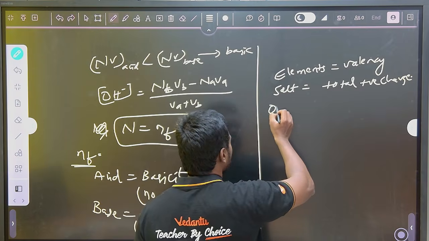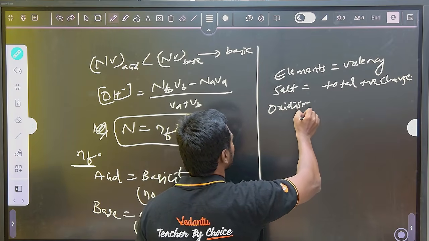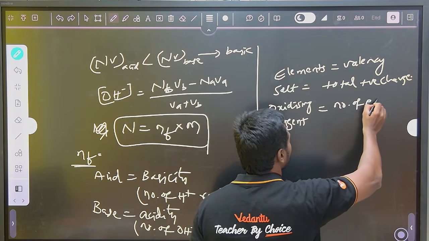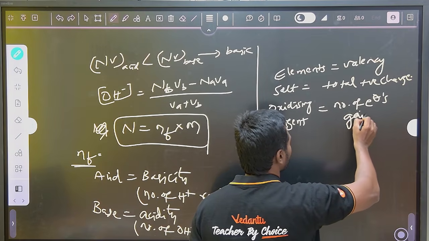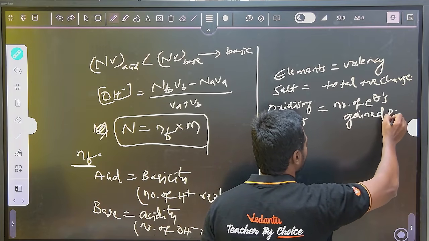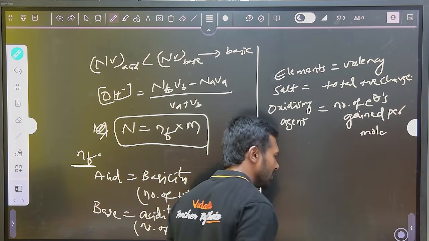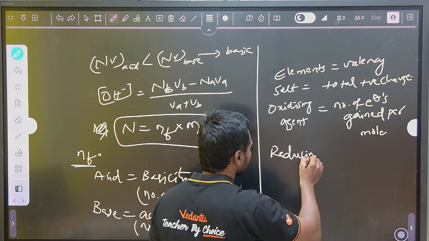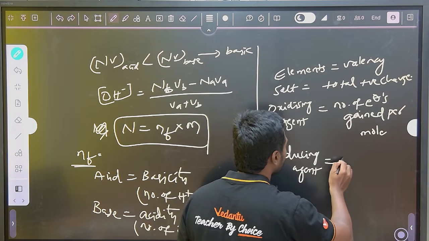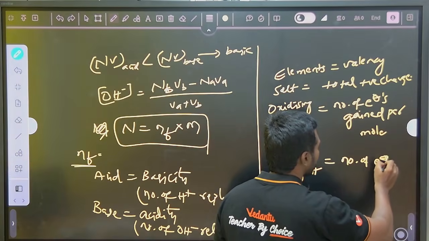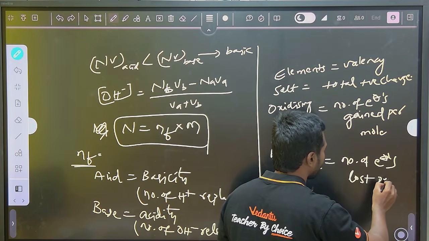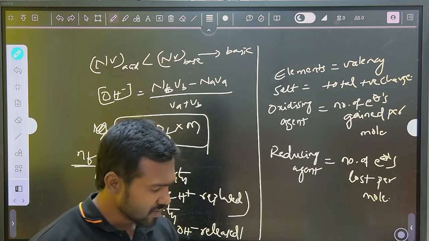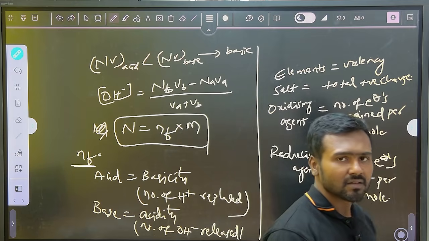And for an oxidizing agent, the n factor is the number of electrons gained per mole. Next, for a reducing agent, it is equal to the number of electrons lost per mole. So we'll stop here and the remaining later.